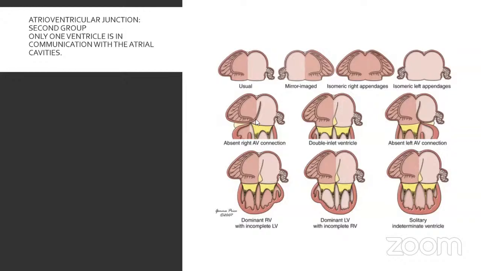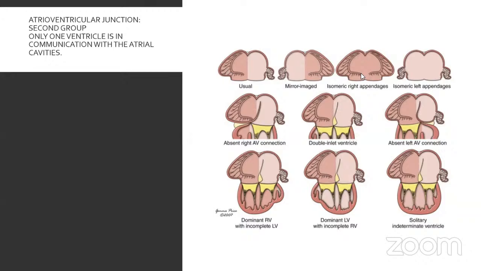In here, we have absent right-sided AV connection with both atria connected through an ASD to one side of one ventricle. And here, the left is absent and the right is connected to one ventricle.